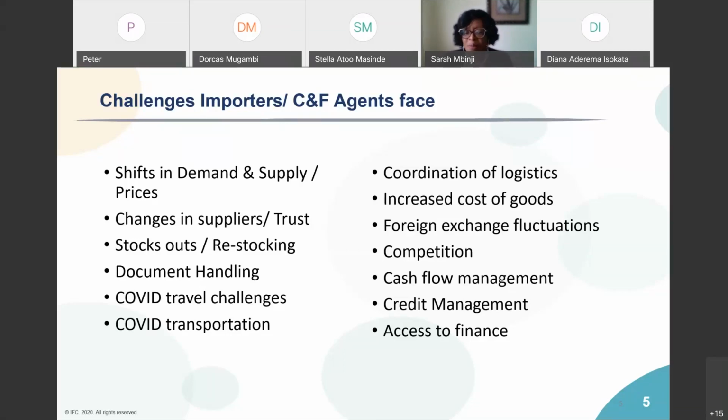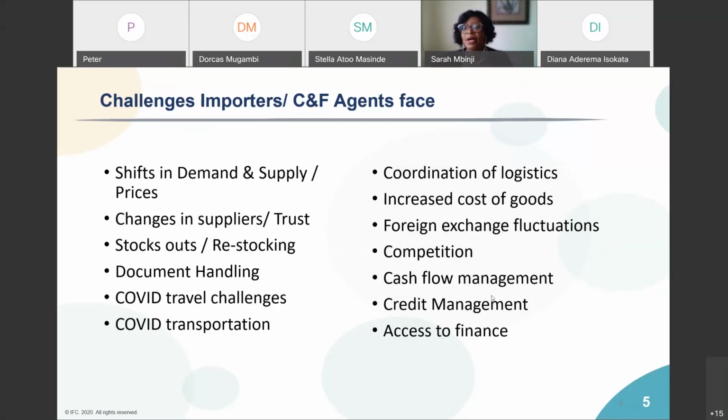There are challenges of document handling. I know that you people are involved, you do a lot of logistics. Your business is so much about logistics, trying to manage transporters, the goods and so on. And now with COVID, in fact, earlier on, there were restrictions around travel. Of course, that has relaxed, and that's good for our businesses. The challenges of Forex, increased cost of goods. There's a lot of competition. There are cash flow management problems. And as you have heard from our friends, access to finance is a big thing.